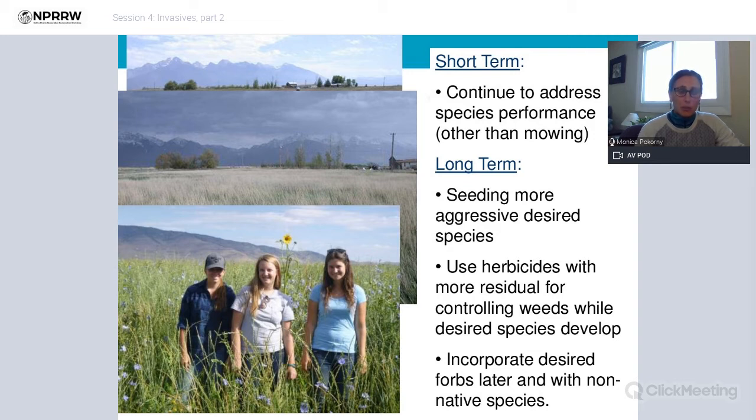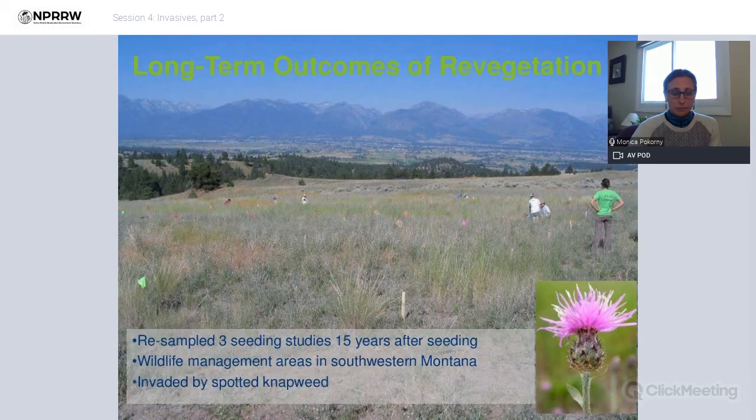So in the longer term, we decided to start seeding more aggressive desired species. At first we started with kind of the optimal, that we wanted native species on the site, and they just weren't competitive in this site. So we used some non-native wheatgrasses. And then we switched to some herbicides that had more residual for better control. And as we've dialed down the seed mix and the site requirements over time, we've been able to establish some pretty nice and diverse plant communities out there incorporating forbs.